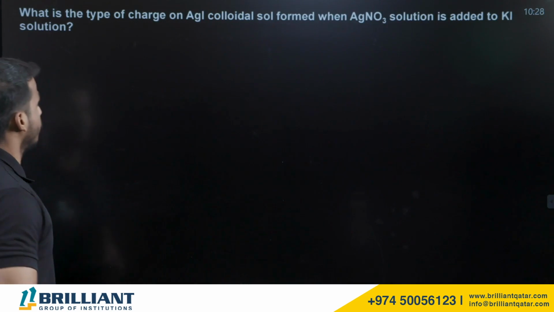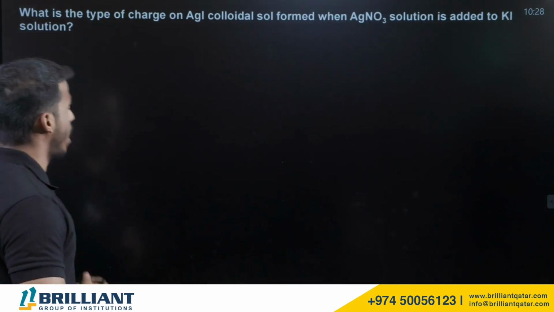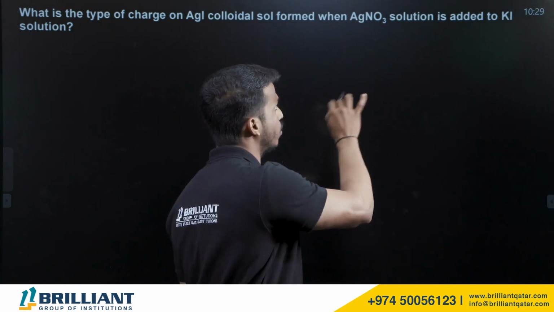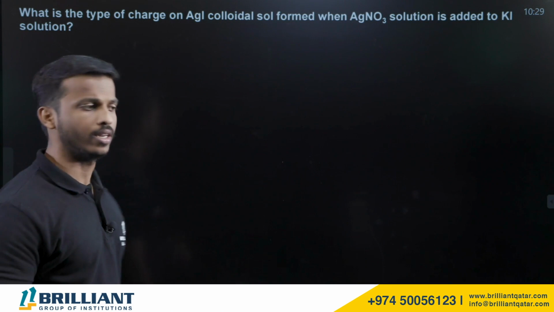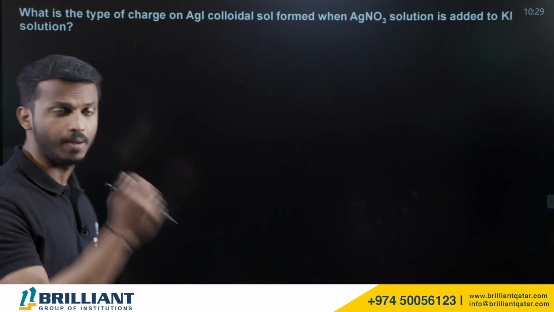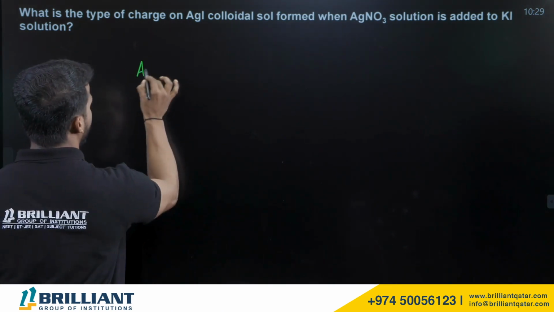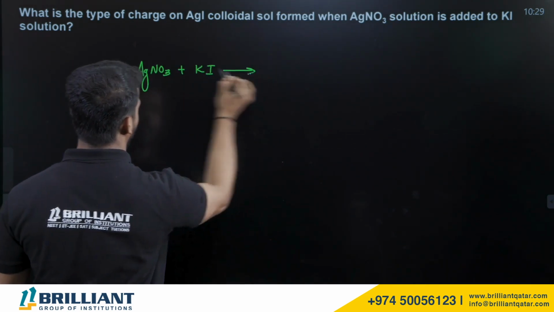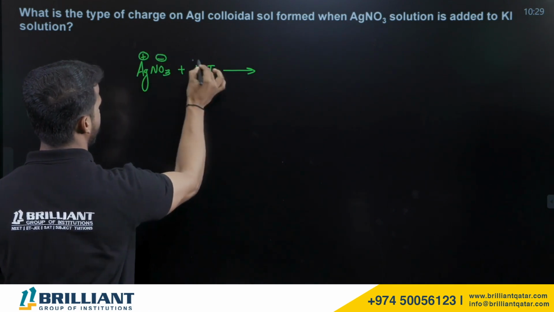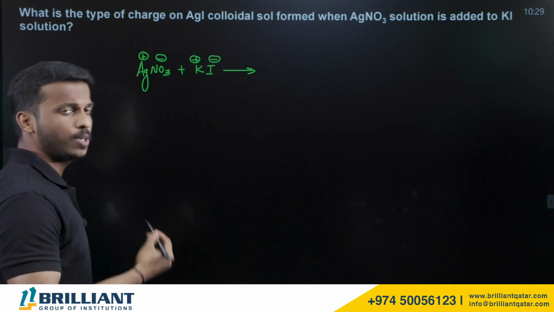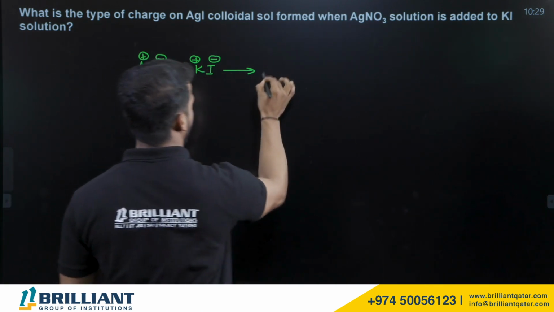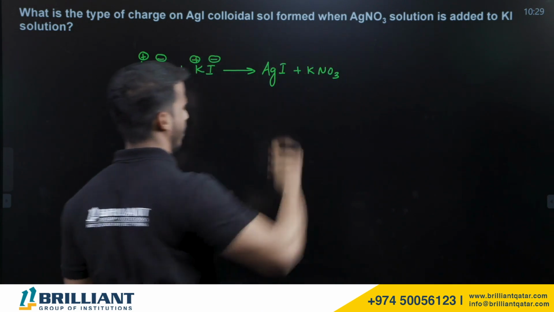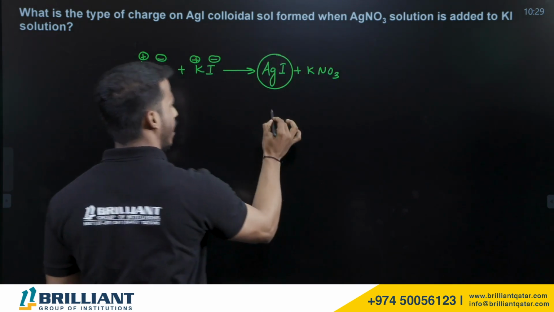Alright, next one. What is the type of charge on the AgI colloidal sol formed when AgNO3 solution is added to potassium iodide? Dear student, there are 2 examples given in NCERT, very important. Here I am adding silver nitrate into potassium iodide. You know silver, NO3-, K+, I- are there. The precipitate formed is AgI, along with KNO3, potassium nitrate.